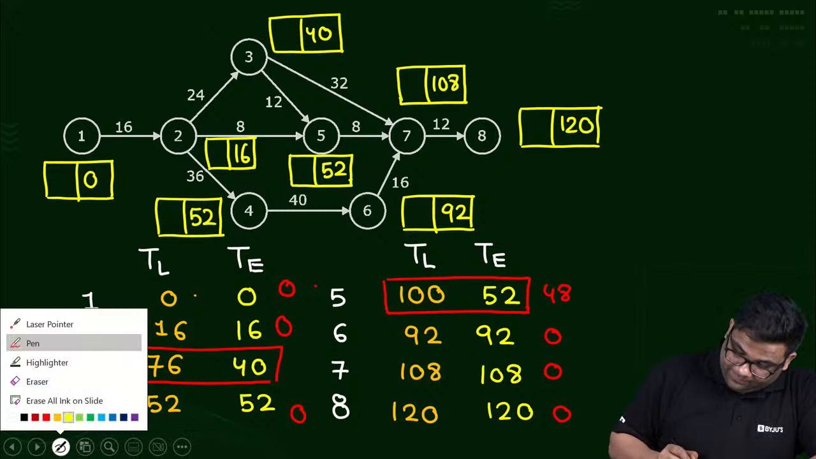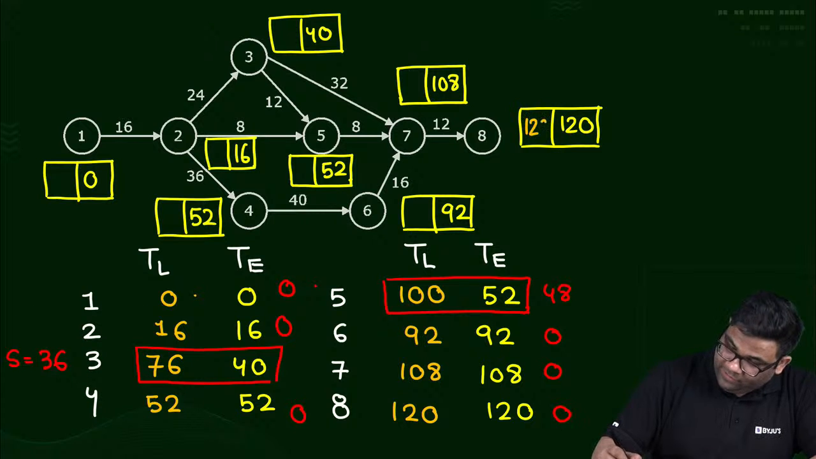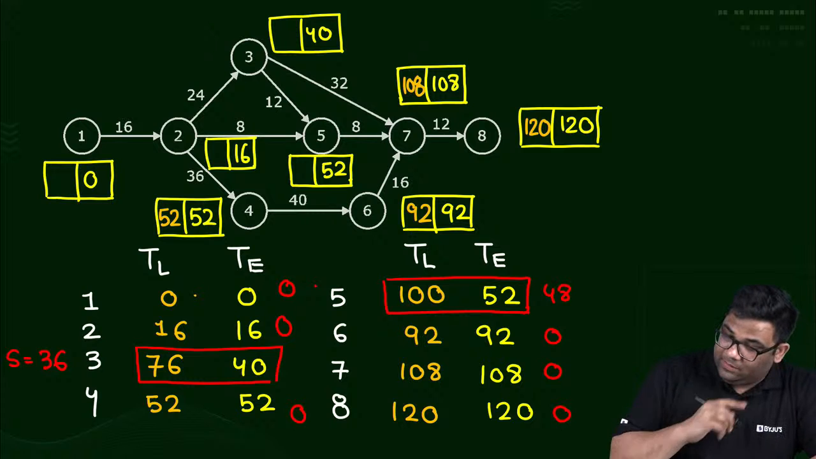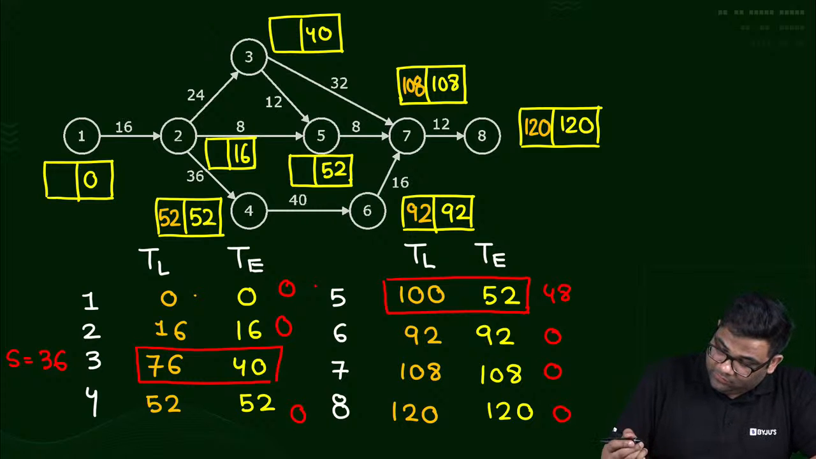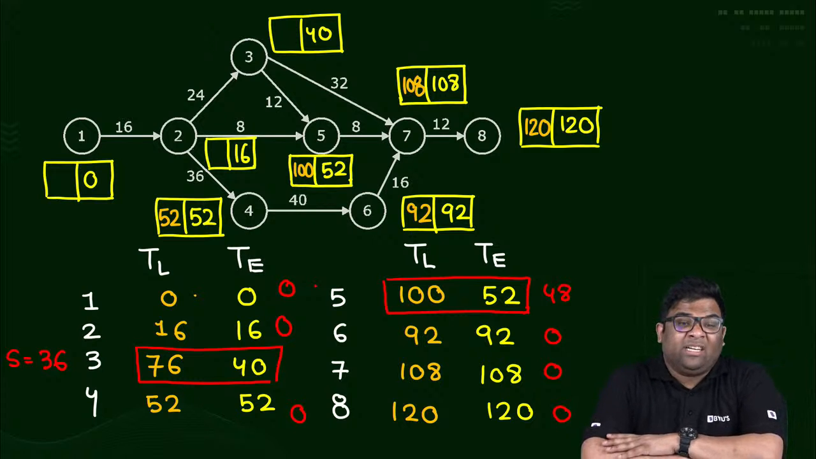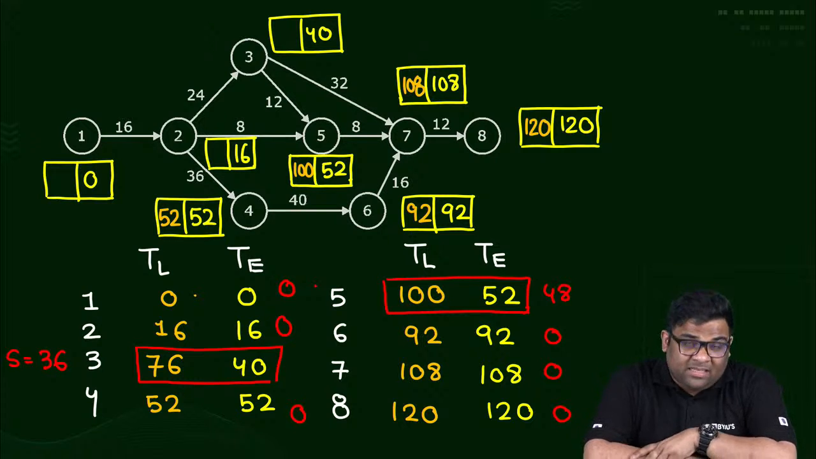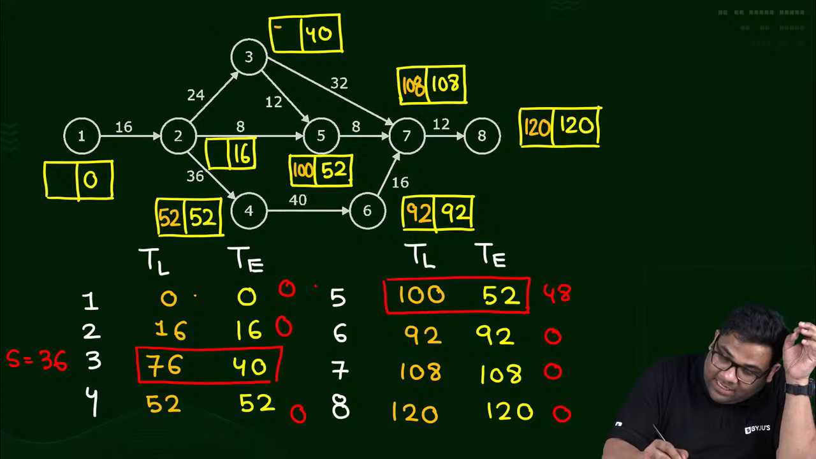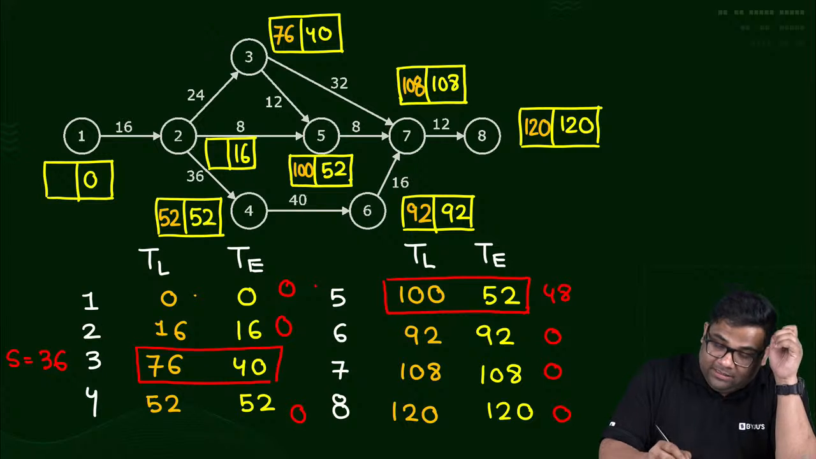Then going back, 120, 108, this is 92, this is 52. For the fifth one, there's only one option, that is 108 minus 8, that is 100 only. For the third one, there are two options, 108 minus 32, 76, and 100 minus 12, that is 88. Two options are there, right? 88 and 76. So I'll choose the lesser one, 76. And this is 16, this is 0.